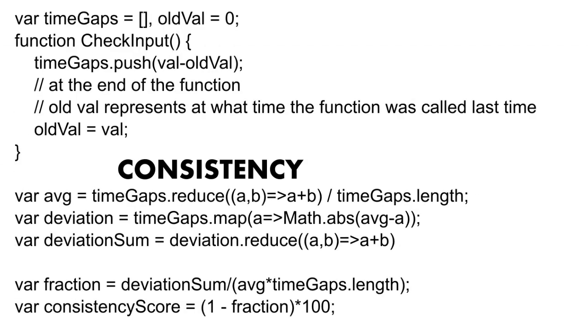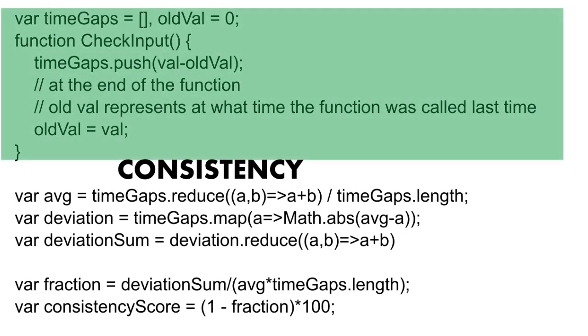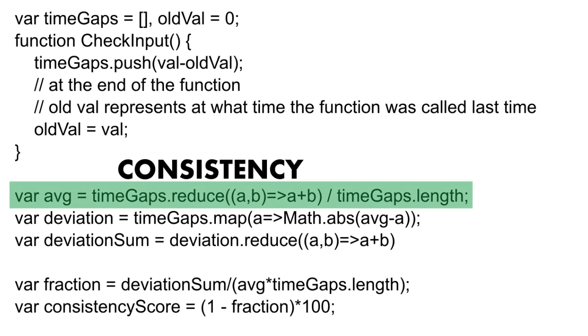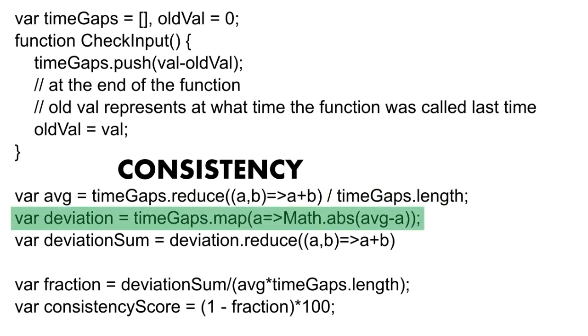Now, calculating consistency is hard. You will have to find the time gap between the letters being written. So for that you will have to subtract the value of our val variable when last time the event on input was called from the current value of our val variable. Now keep on adding these values to a list and then finally find the average of all the elements of the list. Now add up all the magnitudes of differences between the actual values in the list to the average.